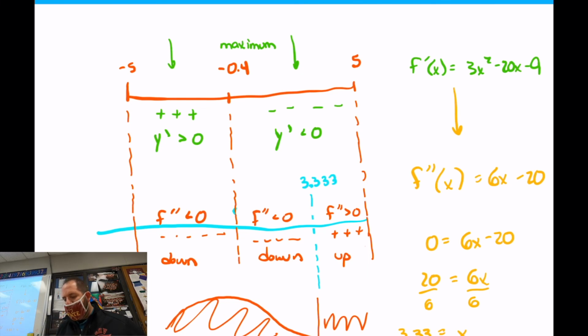Now, what you'd actually tell me in the Google form is: it's got a max at negative 0.4, it's concave down from negative 5 up to 3.3, and it's concave up from 3.3 to 5. You just tell me in detail, with the words. That's all you're doing. Does that make sense, what we're attempting?